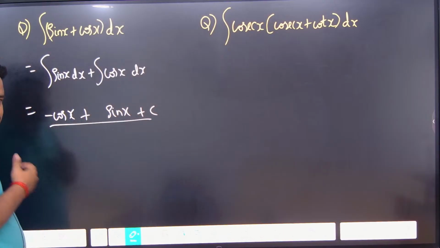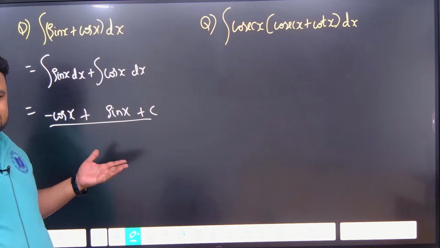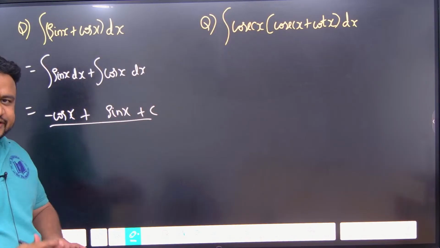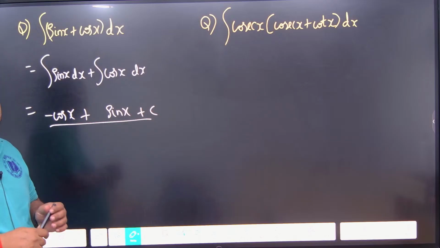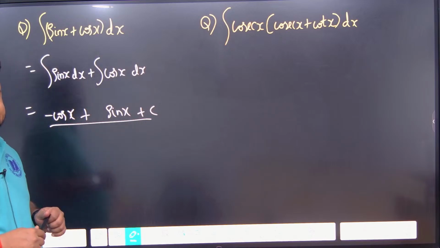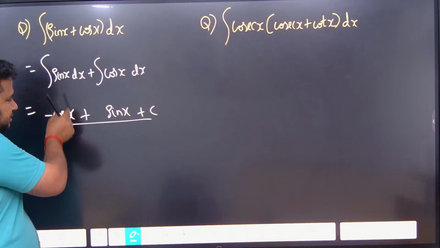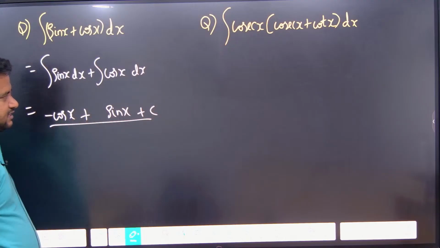Integral of sin x is what? You should know the formula. Integral of sin x is minus cos x. Integral of cos x is sin x. But don't get confused with differentiation. Differentiation is the same thing, but the minus sign will be opposite. Differentiation of cos x is minus sin x. Here it is reverse. The terminology is the same: sin x will give us minus cos x, and cos x will give us sin x.